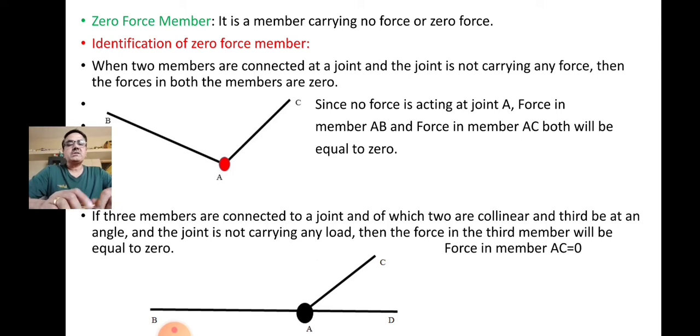It is a member which is carrying no force or zero force. In case of a truss, each member is subjected to a single force, either tension or compression, either tensile or compressive in nature. But when a member of a truss is not carrying any force, then that member can be called a zero force member. So this is an important step in the analysis of a truss.